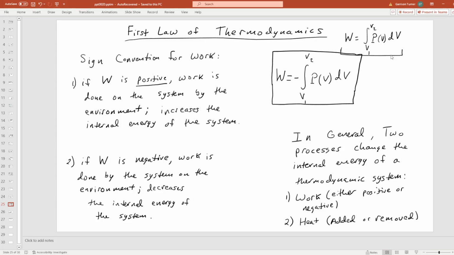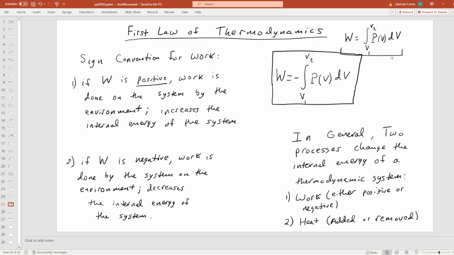But the way it makes sense in my head to start the process of thinking through whether something is positive or negative, it makes sense to me that work done by the environment would cause an increase in the internal energy of the system. So that's why I prefer this calculation to be positive under that condition.